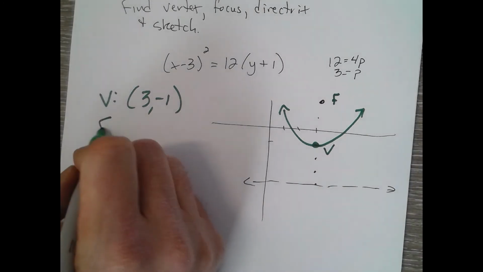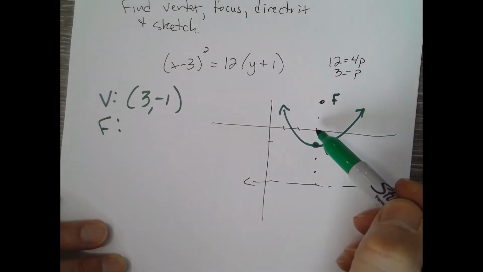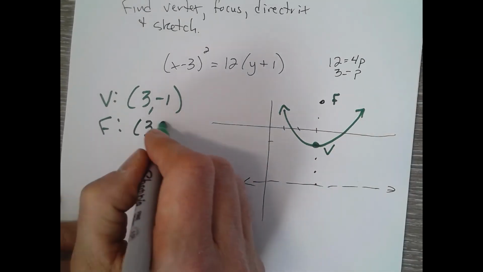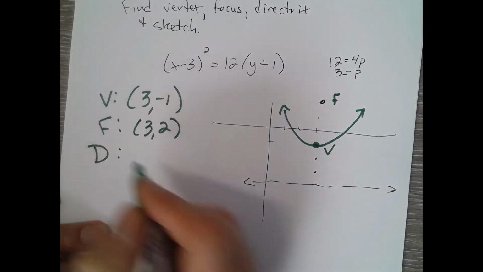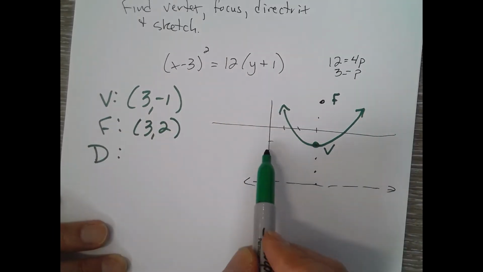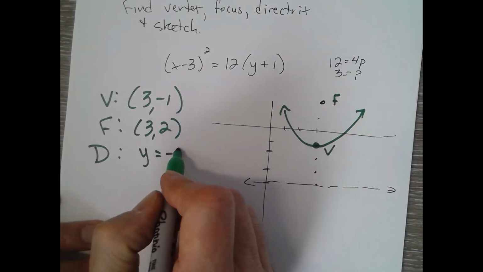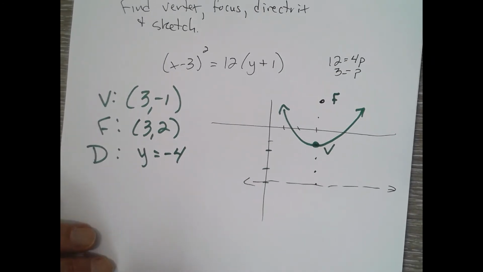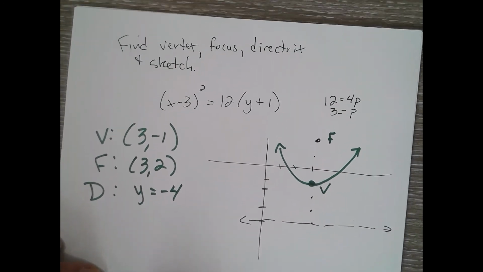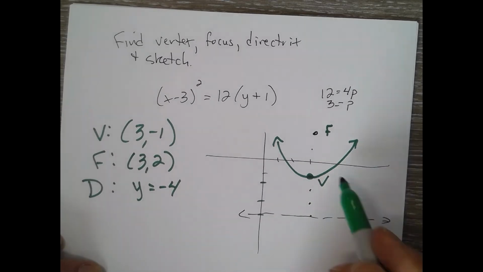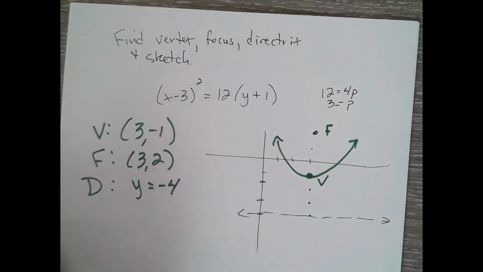So my focus is 3, 2, and my directrix is y equals negative 4. And that's it. We have our sketch. Dash this line for the directrix. There's my vertex. There's my focus. That's all you need to know for that problem right there. Let's try another one.